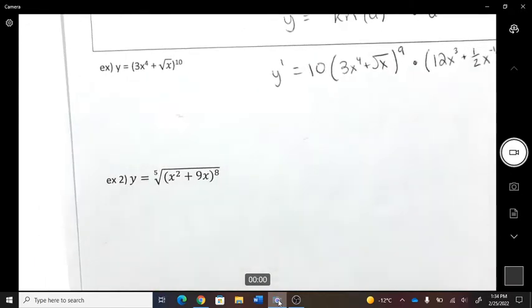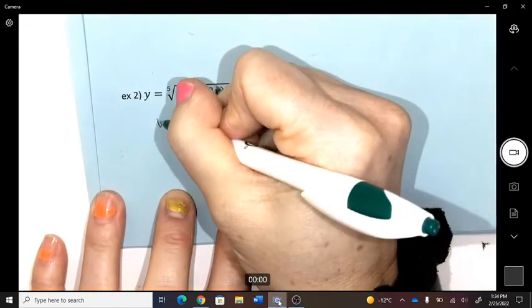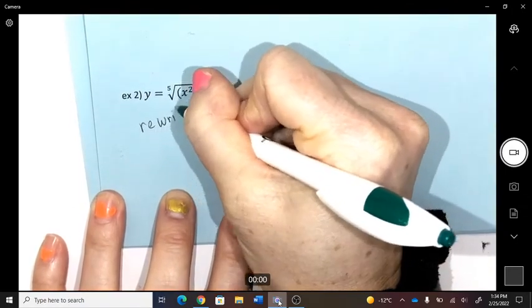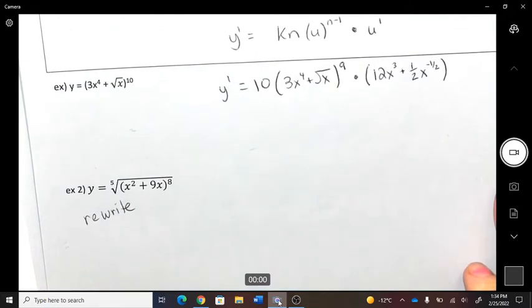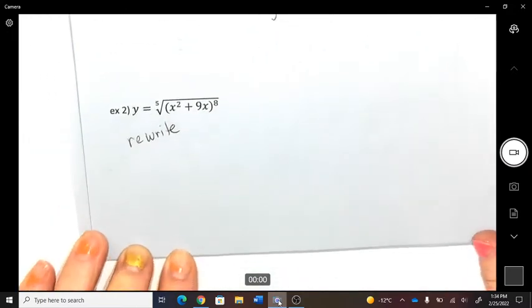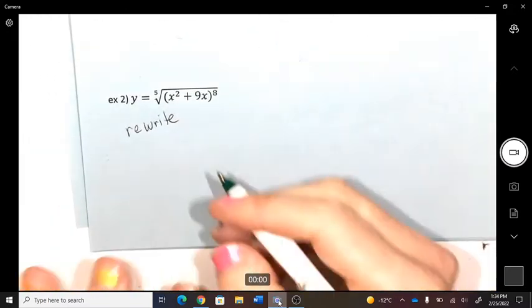Okay, number 2, are you okay if I rewrite? No? Yes? Good? Sammy, why are you shaking your head? What? You're like, this one? Oh, no. No, oh, okay, it's good. Yeah, I'm good. Okay, I'm going to rewrite this.